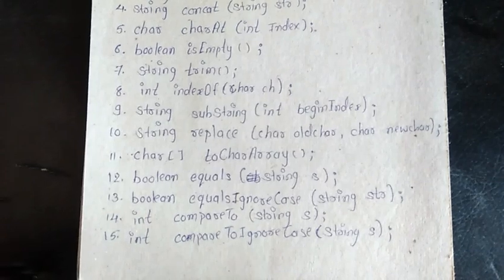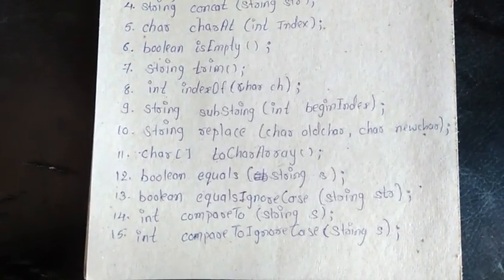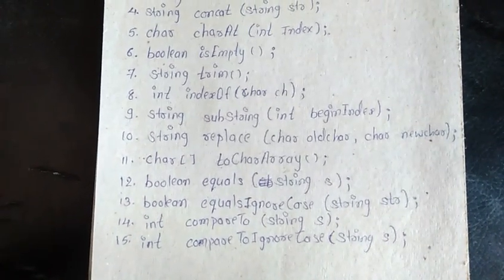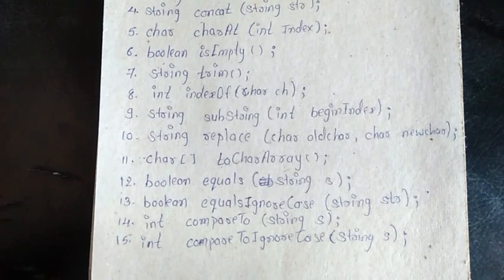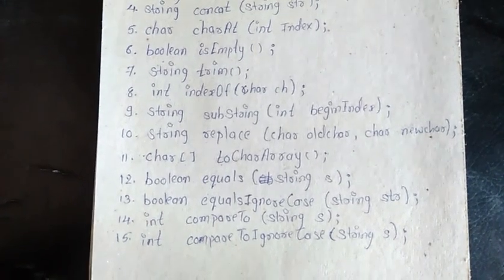Next is indexOf. This method returns the index number of the given character. If the character is present more than one time in the string, then it returns the index number of the first occurrence of the character.